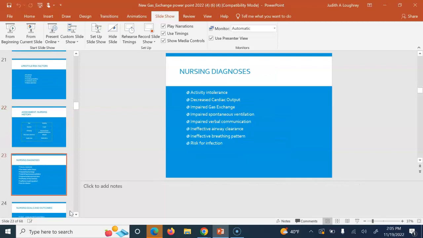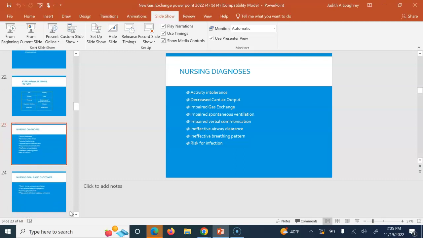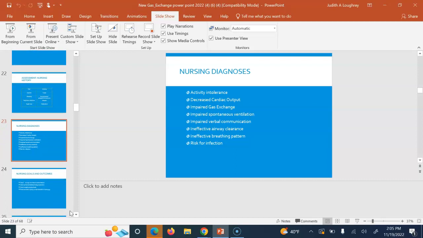Nursing diagnoses. Some that you'd see would be activity intolerance, decreased cardiac output, impaired gas exchange, impaired spontaneous ventilation, impaired verbal communication, ineffective airway clearance, ineffective breathing pattern, or risk for infection. So those are some that you might see when you're looking at your patient, and they would be highly individualized for your patient.